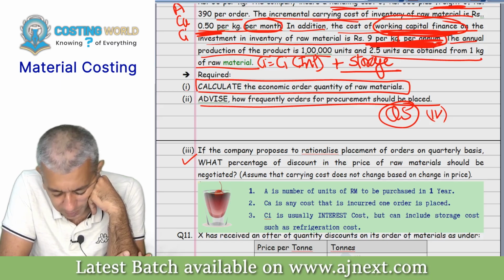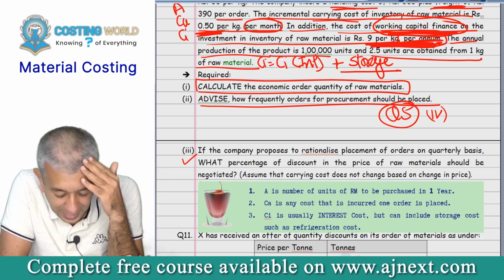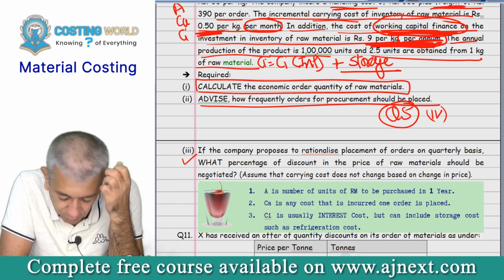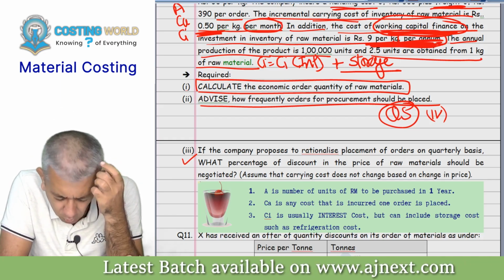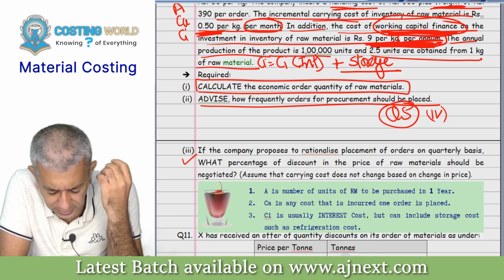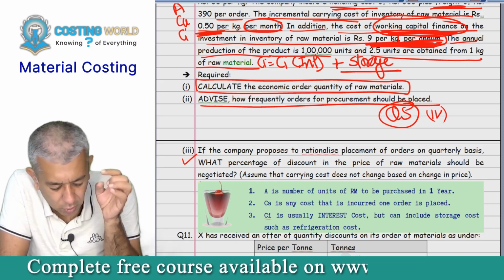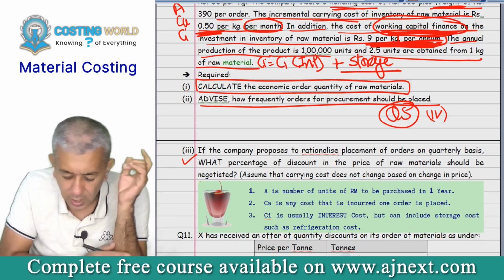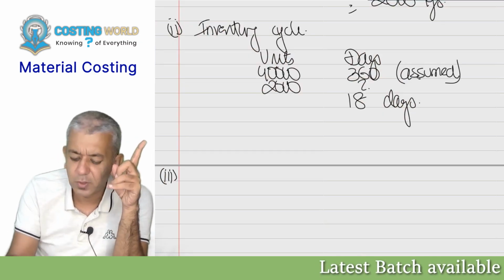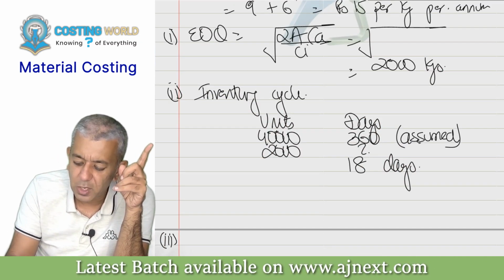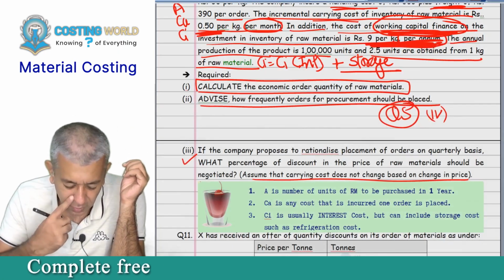If the company proposes to rationalize the placement of orders on quarterly basis, what percentage of discount in the price of the raw material should be negotiated? Assume that CI does not change based on change in price. This is like yesterday's question, that CI will be remaining constant only. That is, it will be remaining rupees 15. But what is this question? I didn't get it properly.